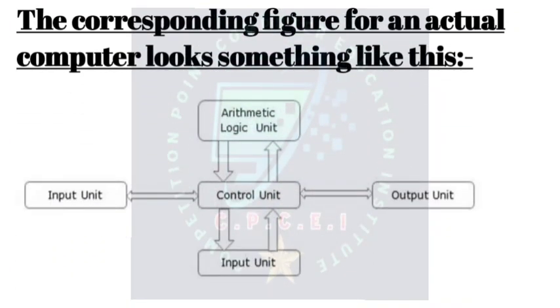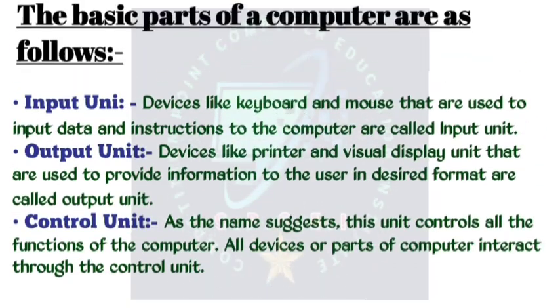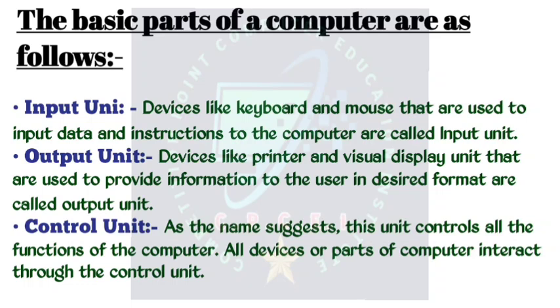Logical operations. Examples include comparison operations like greater than, less than, equal to, opposite, etc. The corresponding figure for an actual computer looks something like this. The basic parts of a computer are as follows: input unit. Devices like keyboard and mouse that are used to input data and instructions to the computer are called input unit.